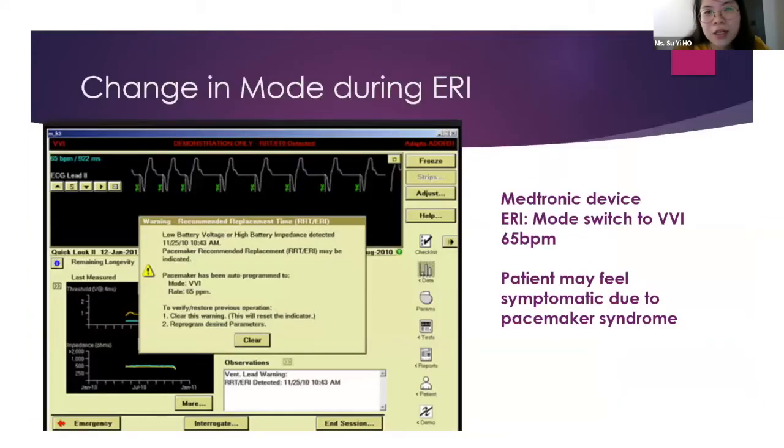Okay, so a feature to note about Medtronic is that during ERI, there's actually even a mode switch from dual chamber pacing to VVI 65 for them to conserve the battery. But on the other hand, this will actually cause pacemaker syndrome in some of our patients, and they'll feel symptomatic. So this is something to take note of.